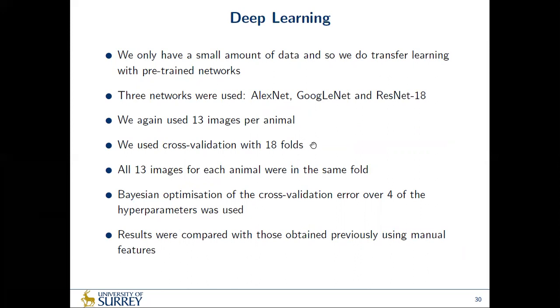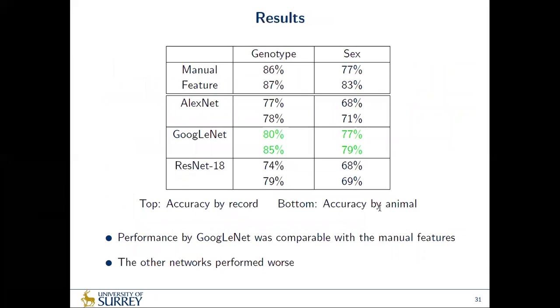In this case, we used cross-validation with 18 folds, but making sure, of course, that all 13 images were in the same fold. So we don't want some images for an animal in the training set and the test set. We used Bayesian optimization of the cross-validation error to find optimal values of 4 of the hyperparameters. And the results are going to be compared with those that we obtained previously with the manual features.